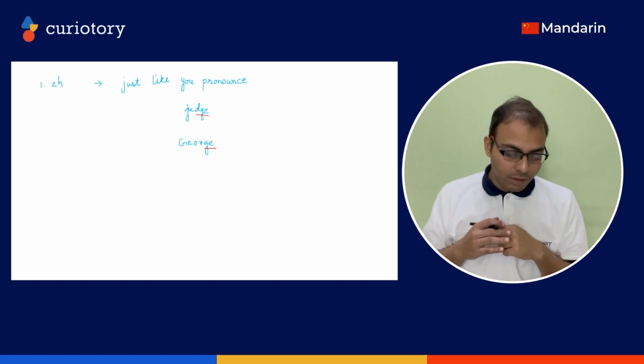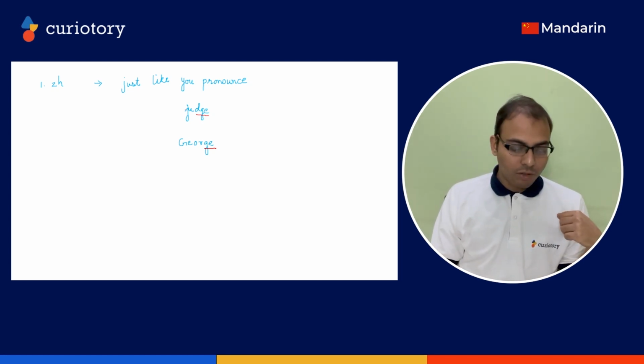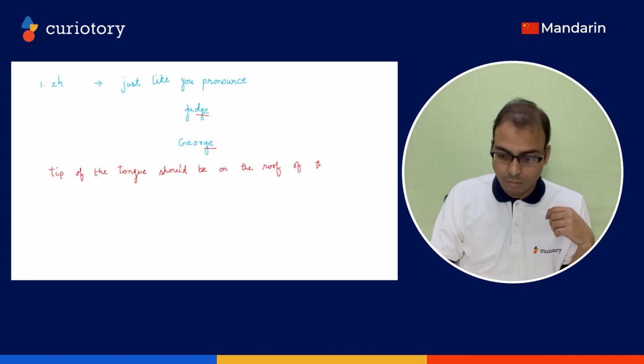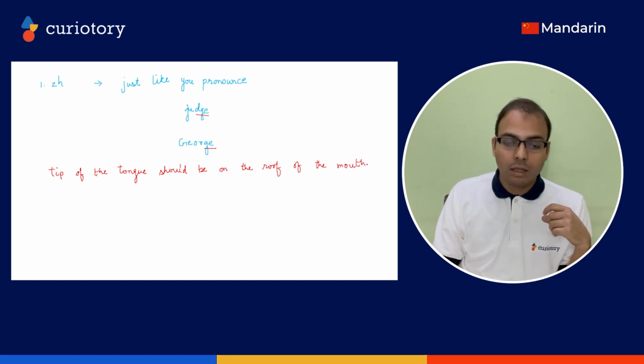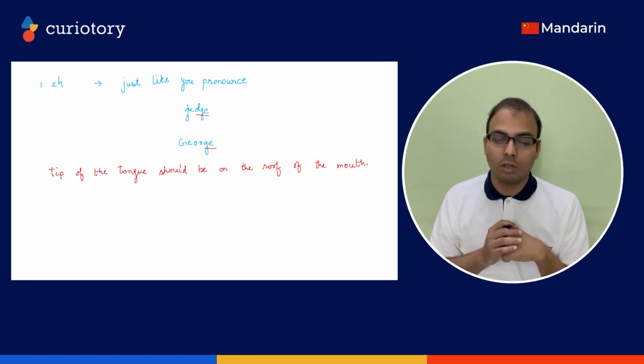But one aspect more: when you are pronouncing ZH, the tip of the tongue should be on the roof of the mouth as you say it. So this is the rule about ZH. ZH is pronounced just like the DGE in judge or GE in George, and the tip of the tongue should be on the roof of the mouth. So j, j.